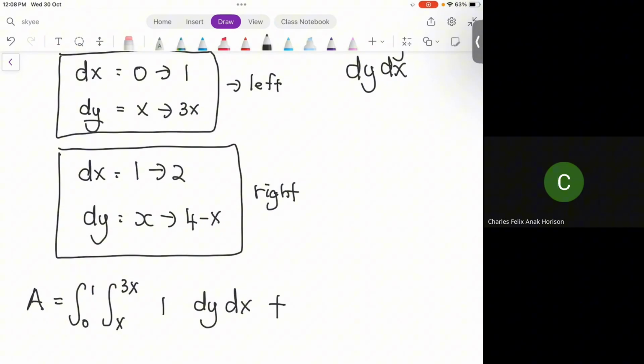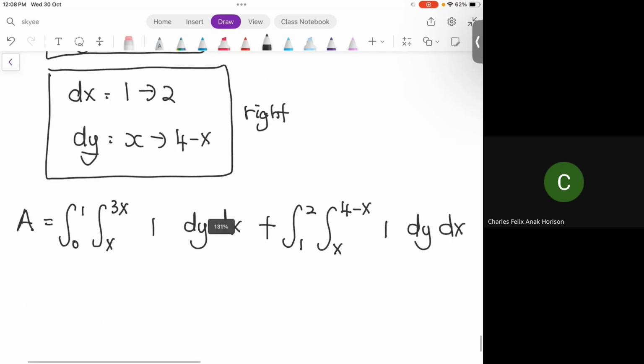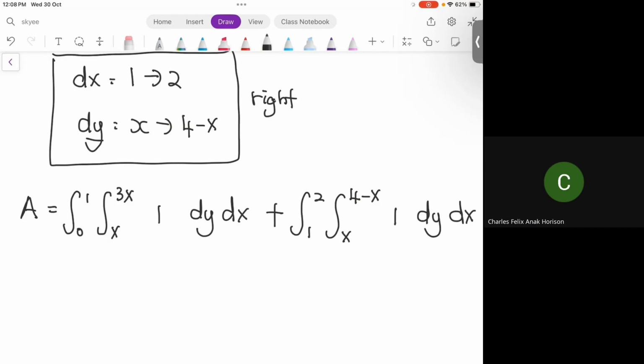And you have to plus the section at the right. Still, the number, put it outside. Variable, put it inside. 4 minus x. Here, still 1. So x to 4 minus x is dy. So dy first, and then dx. So now you have two sections. One section is at the left, the other section is at the right. Is that clear? Can you follow? Yes, Doctor. Yeah, right. So now we start to solve.